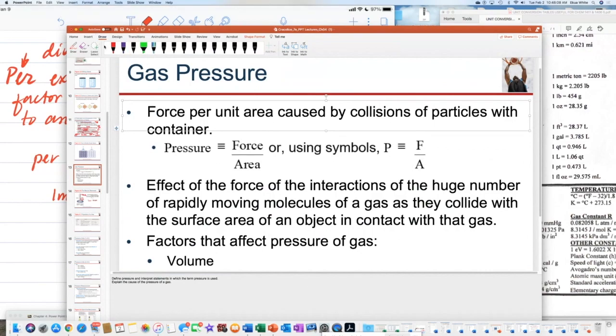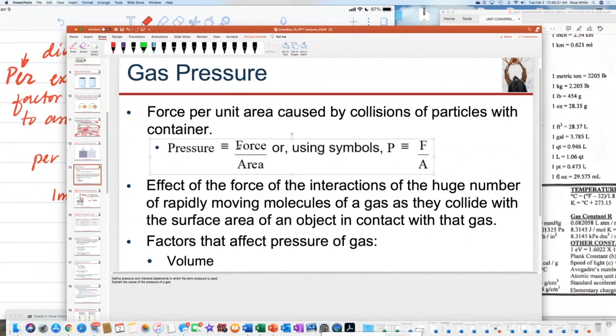So we were told earlier that the gas molecules are bumping into the wall of the container, right? They don't stay still. They're constantly moving around. When they bump into the wall of the container, the collisions of the particles create pressure. Because you're told here the force per unit area caused by collisions of particles with a container is essentially the gas pressure. Pressure is equal to force divided by area.